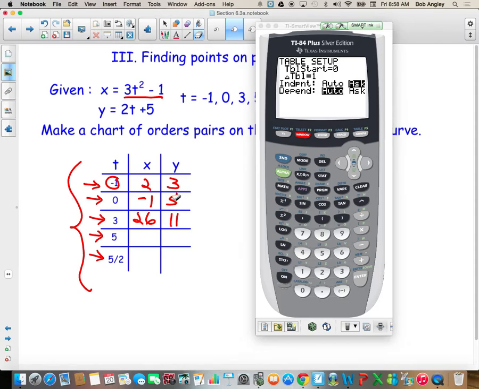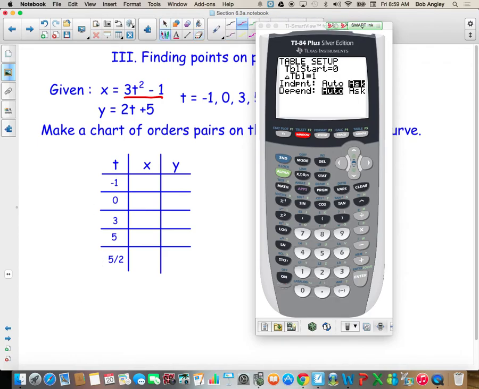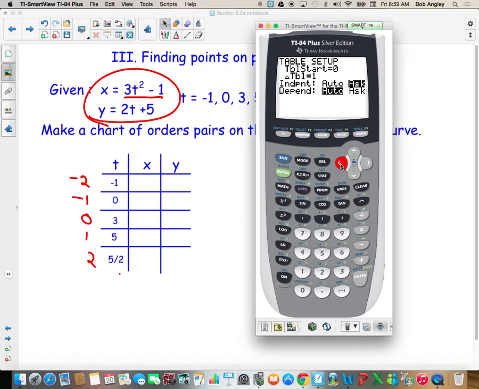Now I want to take this same idea, and we're going to keep this same set of equations for a minute. Suppose that they told us they wanted us to get the ordered pairs, but they did it like this. Let's say the first one was -2, then -1, then 0, then 1, then 2. If there's a pattern to that where it just goes up 1, then instead of what we did last time, we could go back down to where the ask was and change that back to auto.